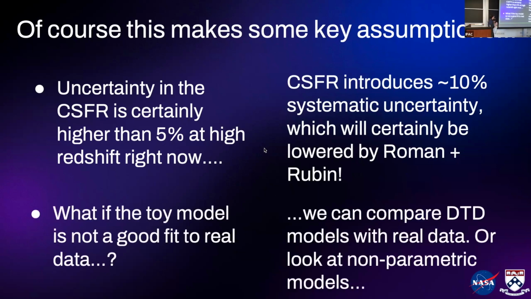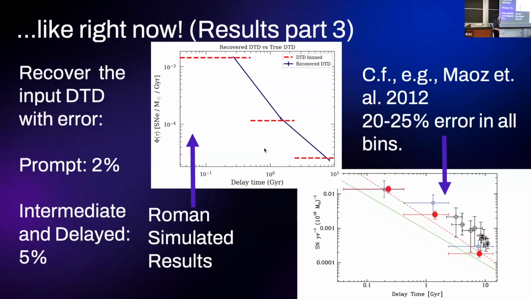And then finally, what if that toy model is not a good fit to real data? Well, we can do comparisons between different delay time distribution models and play the chi-squared game until we find the best model. And there's plenty of them, believe me. Or we can do what a lot of people do, is look at non-parametric models. And we can start right now.